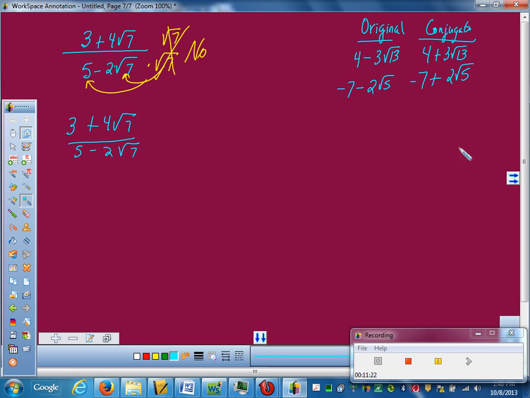Now you're going, how on earth would this help me? It's just going to make me multiply tons for no reason. So, yes, when you want to get rid of the square root of 7 on the bottom and you've got two terms, you're going to always multiply by the conjugate. So you're going to have to go, okay, 5 minus 2 square root of 7, what would its conjugate be? Yes. 5 plus 2 square root of 7.